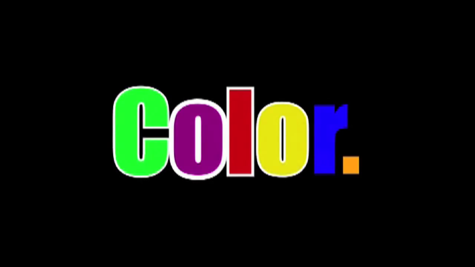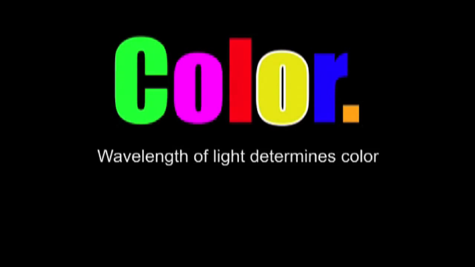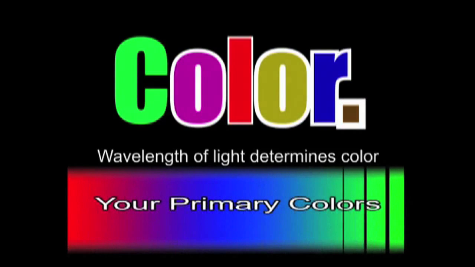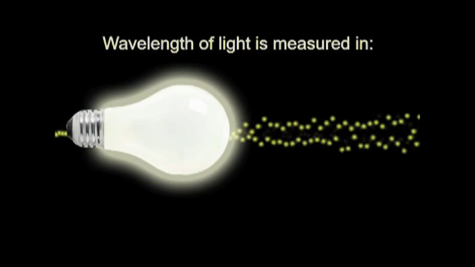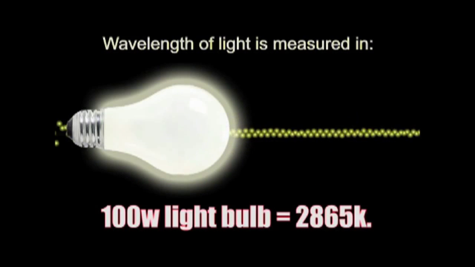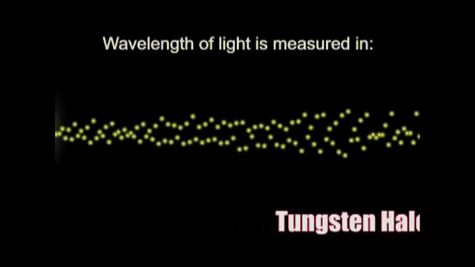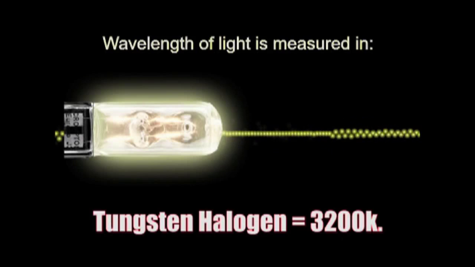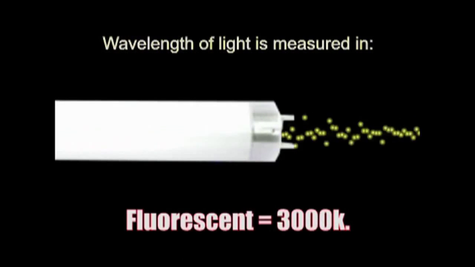Color is going to be our first property of lighting. The wavelength of light determines the color, which is the combination of primary colors, which are going to be your red, blue, and green. Light sources emit light at many different wavelengths, which are measured in degrees of Kelvin. For example, a 100-watt bulb's wavelength is going to be at 2,865 Kelvin, or K. A tungsten halogen light emits at 3,200 K, or Kelvin. Daylight emits anywhere from 4,300 K to 20,000 K, and a typical fluorescent light emits at 3,000 degrees Kelvin.